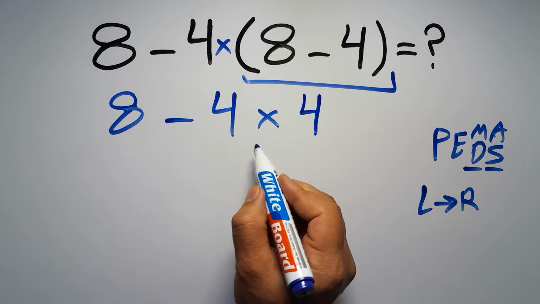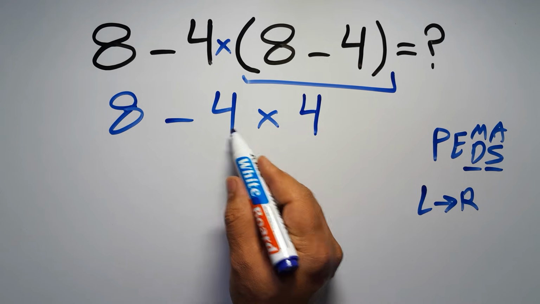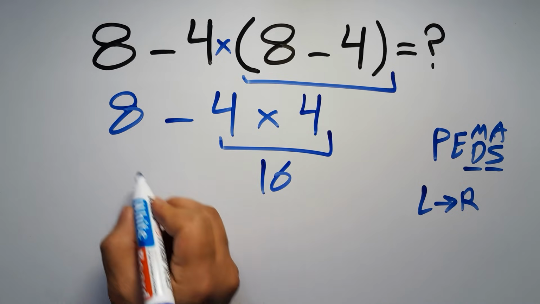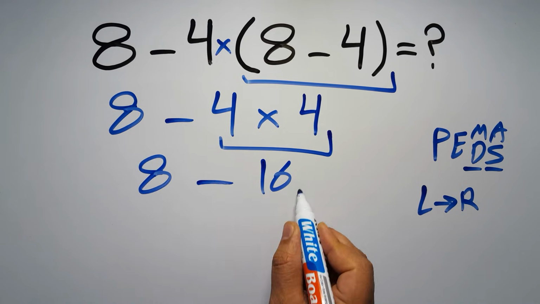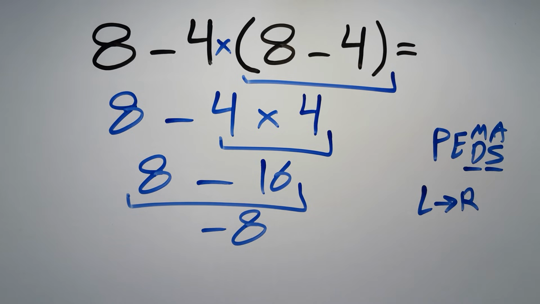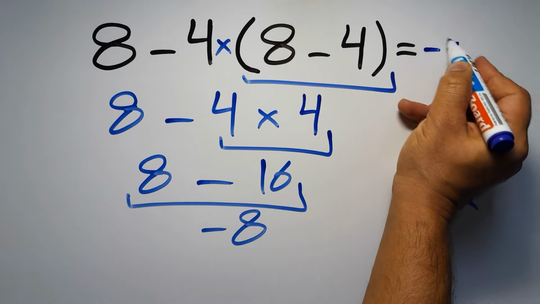So here, first we have to do this multiplication. 4 times 4 equals 16. So 8 minus 16, which equals negative 8. And this is our final answer to this problem. The correct answer is negative 8.